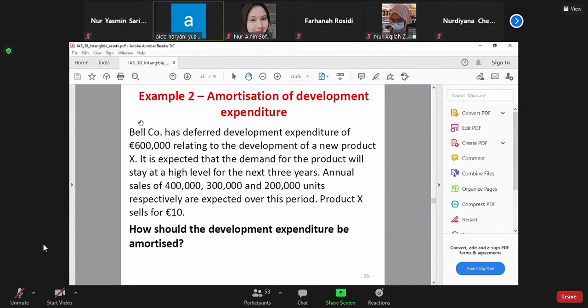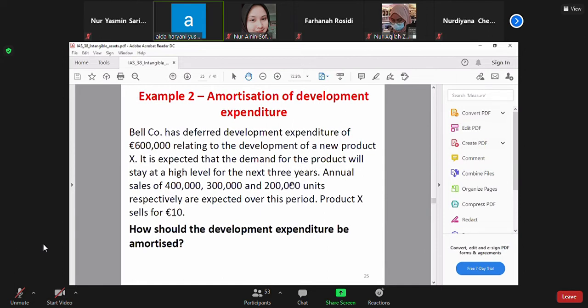Okay, how to amortize? Look at the sentence. Bell Company has deferred development expenditure of 600,000 relating to the development of a new product X. It is expected that the demand for the product will stay at a high level for the next 3 years. So this is the 3 years, meaning when they start to produce that product, it will last for 3 years. Okay, the demand of the product.